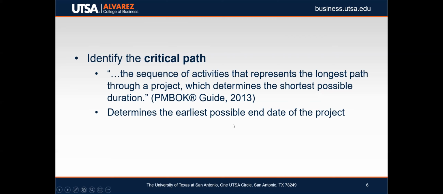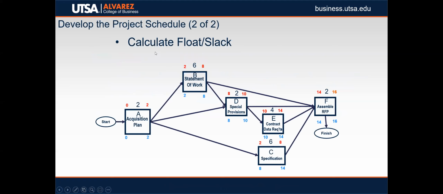So let's give an example of that here. I'm going to show you how to calculate that. We call it float or slack. So for each activity, we're going to calculate what the float or slack is. The way we do that, real simple, either subtract the early start from the late start, or you can even subtract the early finish from the late finish, the first two numbers or the bottom and top numbers.